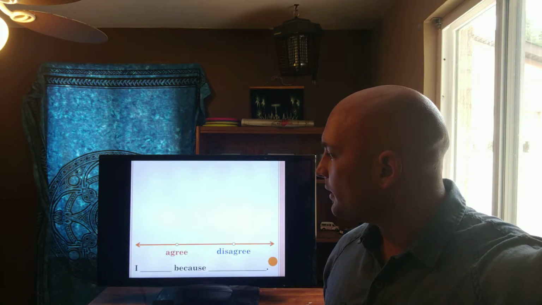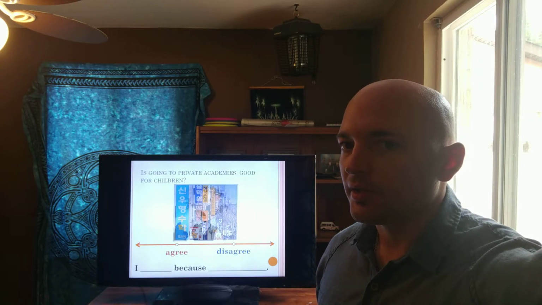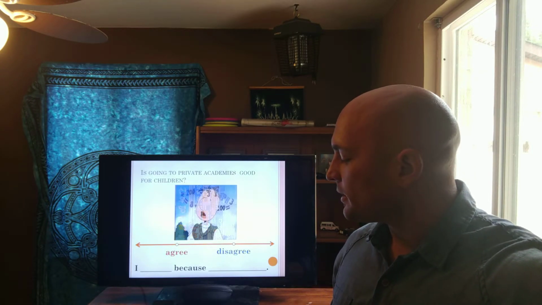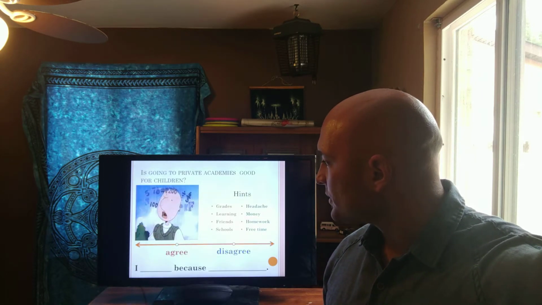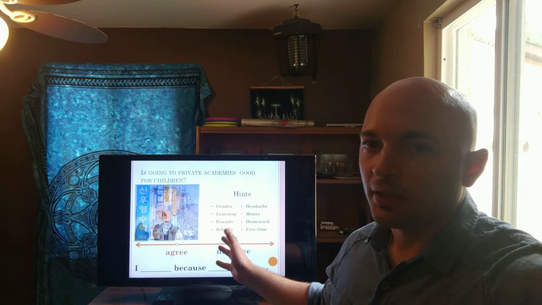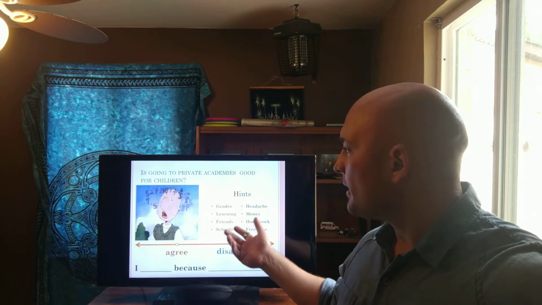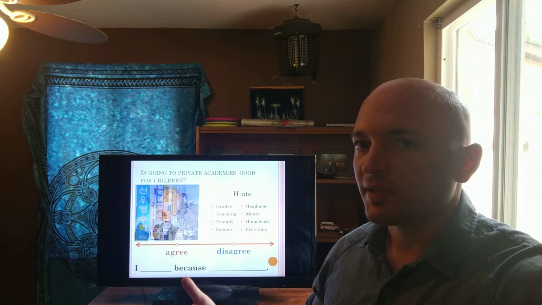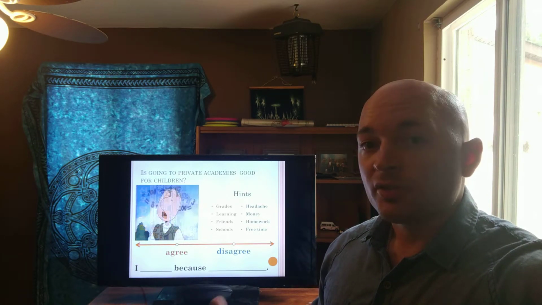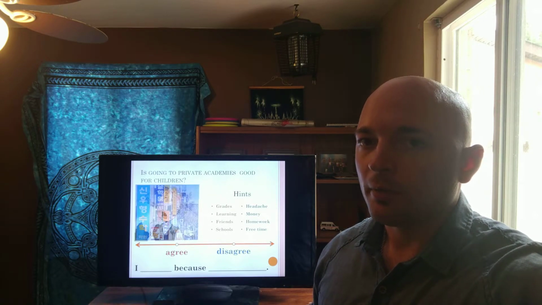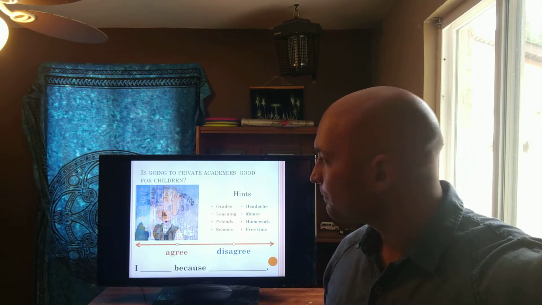Another one I did was, is going to private academy good for children, and they would agree and disagree to this as well. I blah blah blah because blah, right? And sometimes I would give them hints as well, you know, to encourage their speaking, because sometimes they didn't know too well. So I would give them hints, like, oh, you probably agree because it would be really good for your grades and stuff like that. So if they struggled in class, I usually would help them with hints, and then they would be able to speak the sentence.